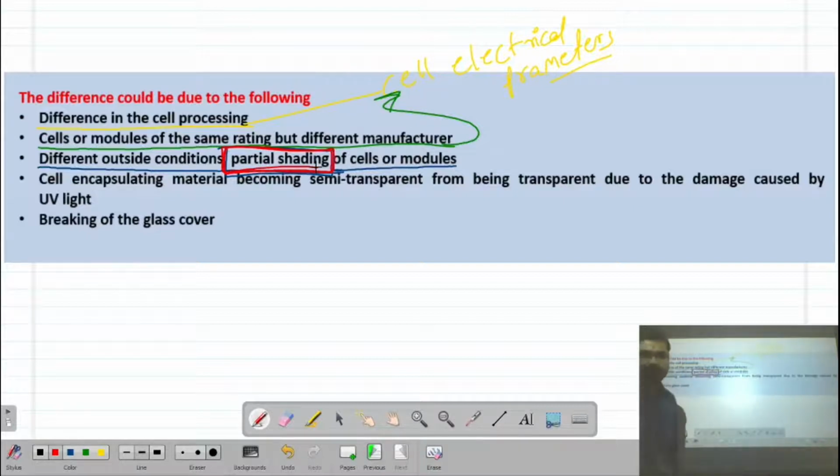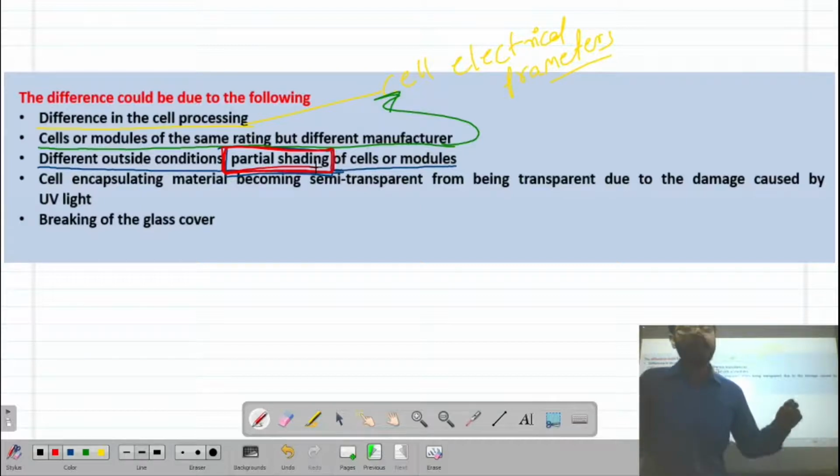Right? Means if a building next to the solar cell, or just near to the solar cell, is casting a shadow on the cell, then again that will give rise to variation in the electrical parameters, right? That is why the mounting of the solar cell modules, the place, and the angle at which it has to be mounted is very, very important, right?